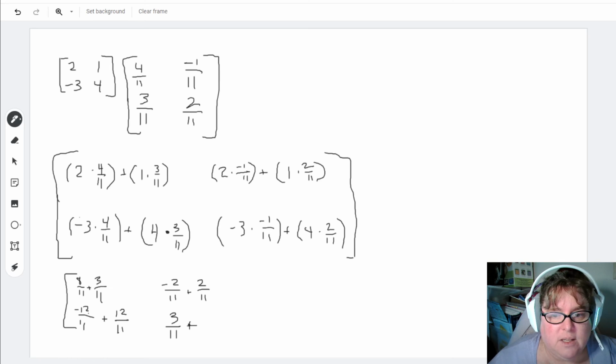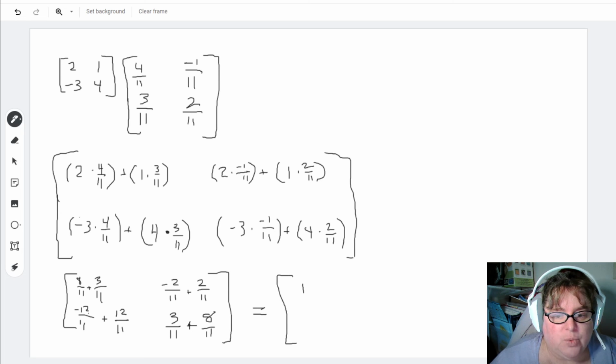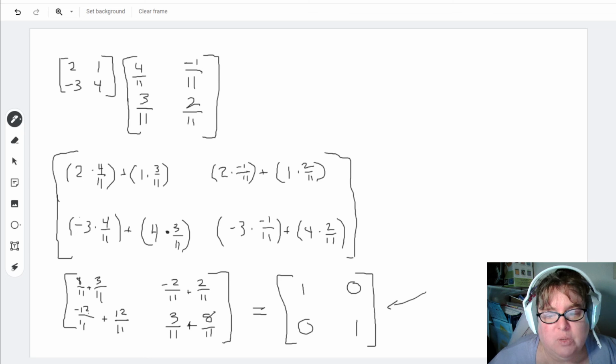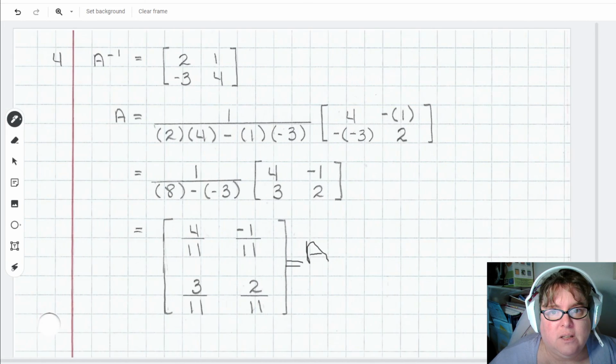Okay, so 3 plus 4 times 2 is 8 over 11. So we're going to take that matrix. 8 plus 3 over 11 ends up being 11 over 11, which reduces to 1. Negative 2 plus 2 over 11 equals 0. Negative 12 plus 12 over 11 ends up being 0. And 3 plus 8 over 11 is 11 over 11, which reduces to 1. So once again, we have the identity matrix, which means our solution is correct.